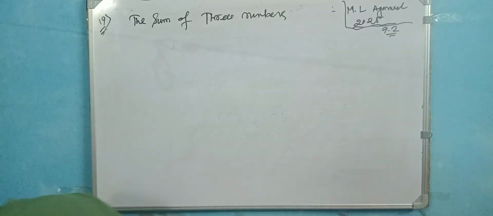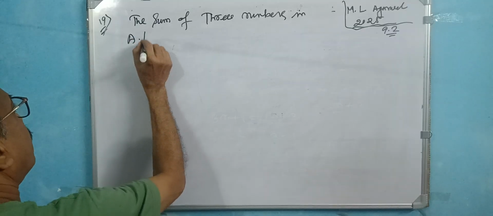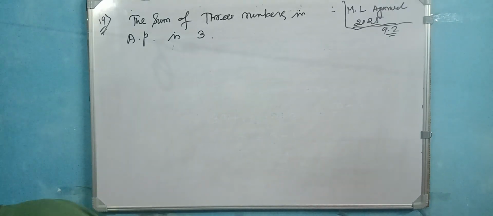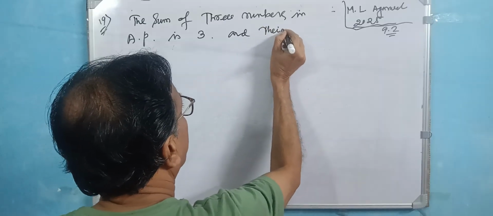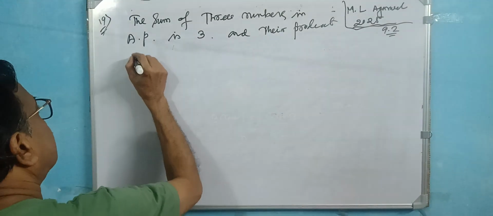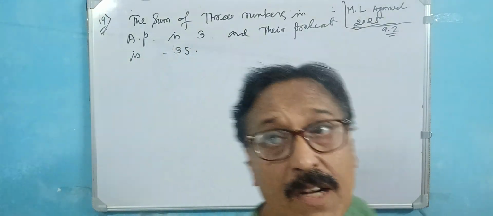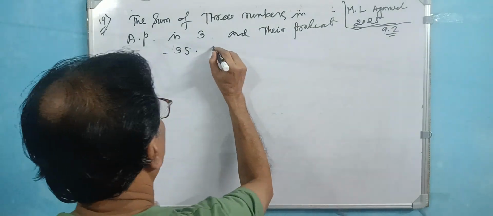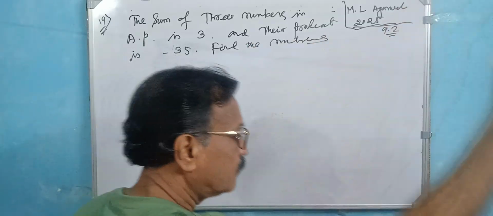The sum of three numbers in AP is 3, and their product is minus 35. Find the numbers. This is a different type of sum.